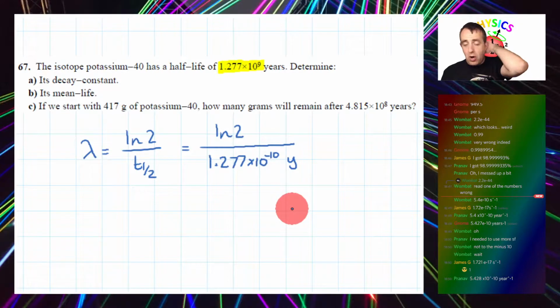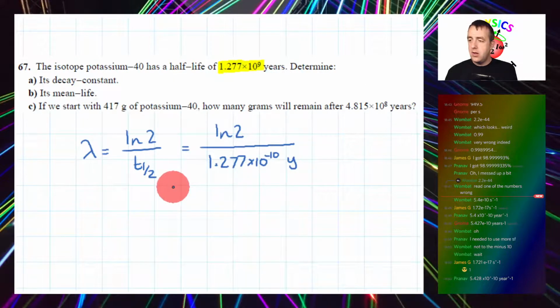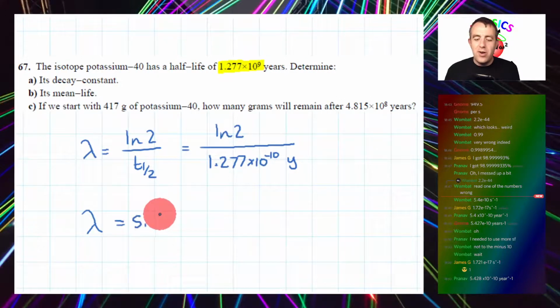Yeah, I wouldn't bother turning it into seconds. I really wouldn't. There's no advantage to that, I don't think. So let's just carry on with this. So, if we want to know what lambda is, we just chuck our numbers in the calculator and we get, as you've already said, you get 5.428.